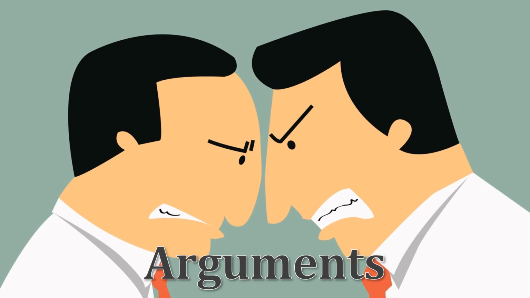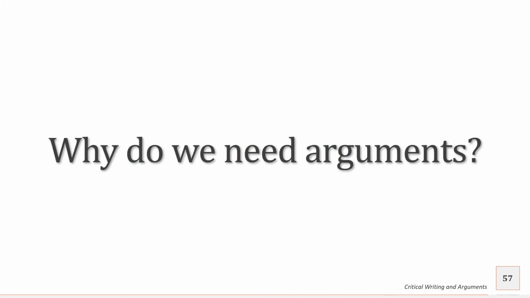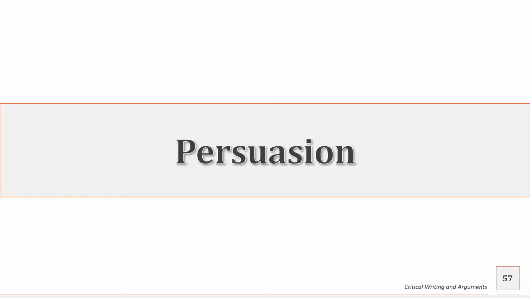One of the most important aspects of critical writing is learning how to use arguments, learning what they are, how to make them, and why we need them. So why do we need arguments? They make our essays more convincing and persuasive. The key is persuasion. In an essay, you can't make a strong thesis statement or express any new views without backing them up with good arguments and evidence.